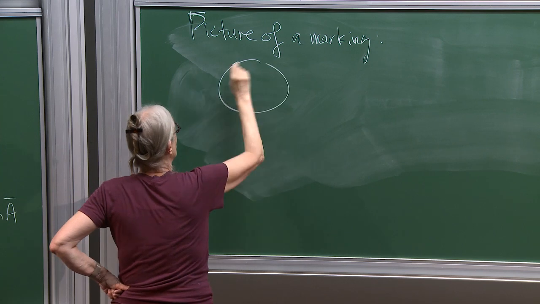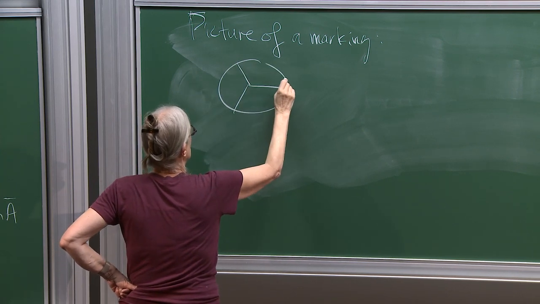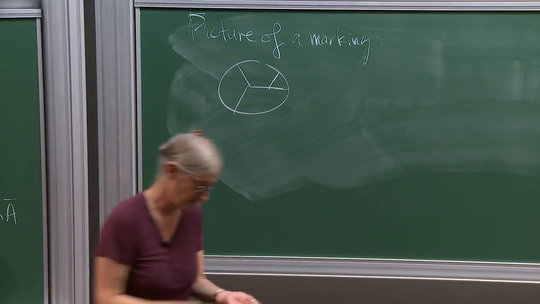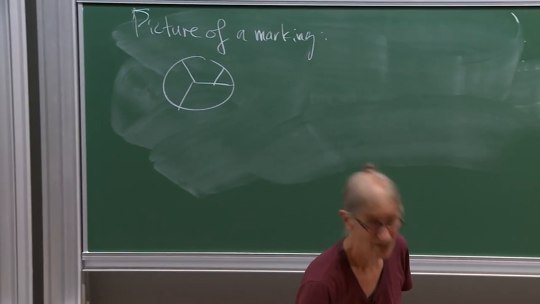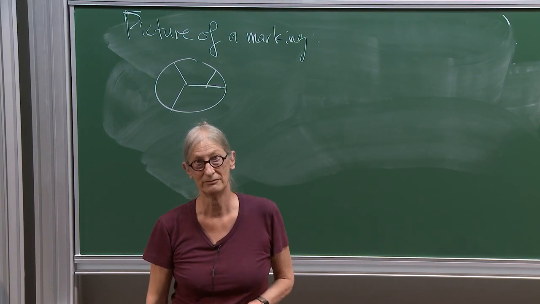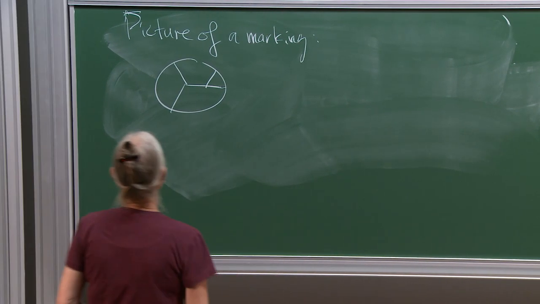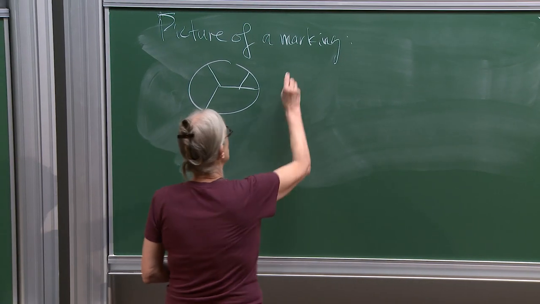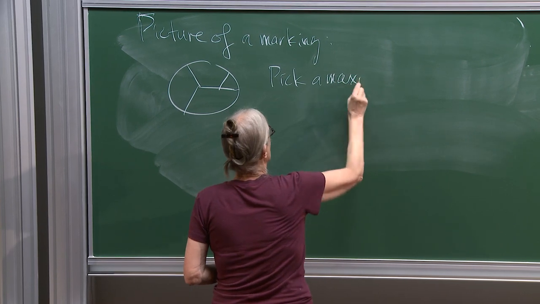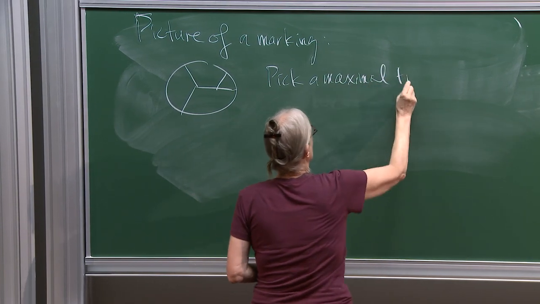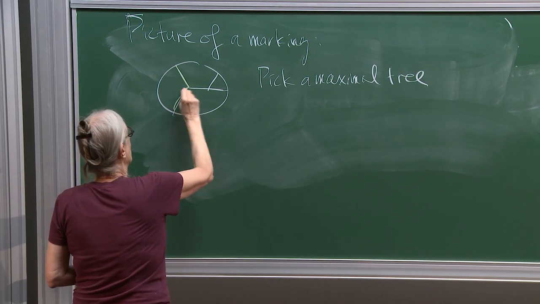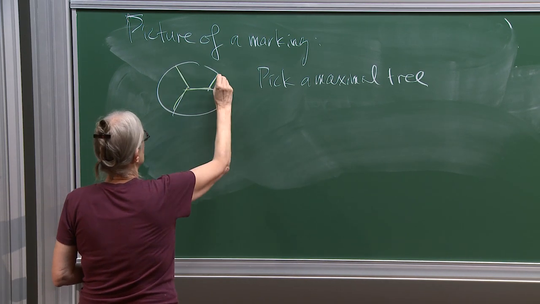So here's my graph. And I want to think of that not as a graph, but as a marked graph. So what do I need to do? I need to identify its fundamental group with a free group. So one way to do that is pick a maximal tree, like this. There's a maximal tree.